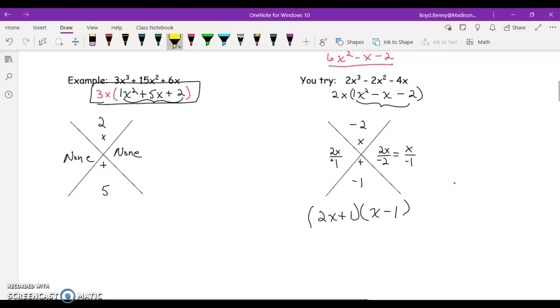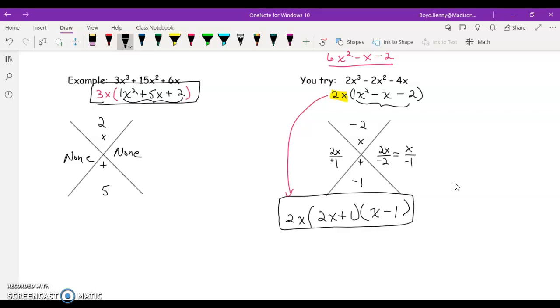And let's not forget that we factored out a 2x right back up here. And we need to bring that down as part of our factors. So we'll take and bring that down, put it in front of our parentheses. And these are the three factors for this quadratic expression. Okay, guys?